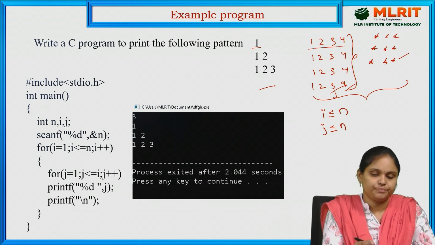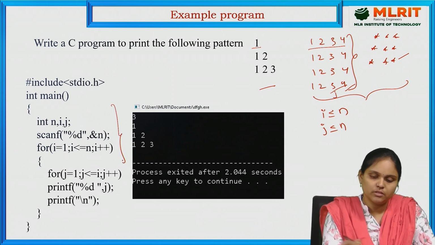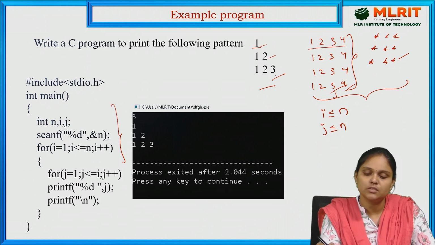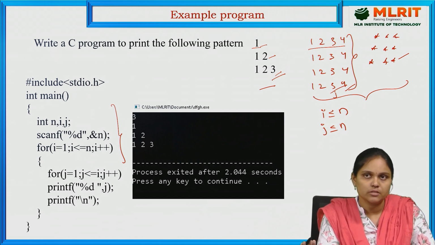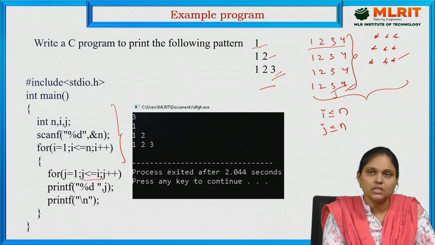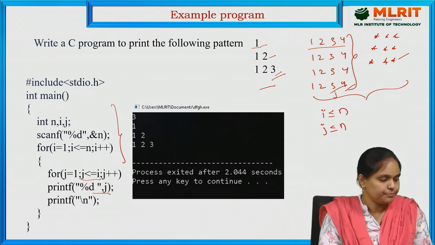So see here, this is the logic for this pattern. In the first row we have one number, in the second row we have two numbers, in the third row we have three numbers. This means as the rows are increasing, the numbers are increasing, the columns are increasing. So we need to use the condition j less than or equals to I, and what we are printing is the j value here.